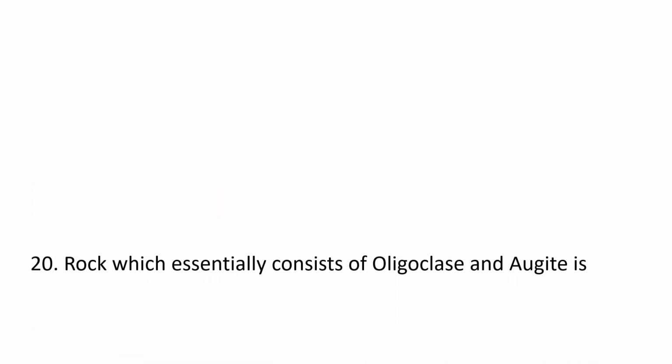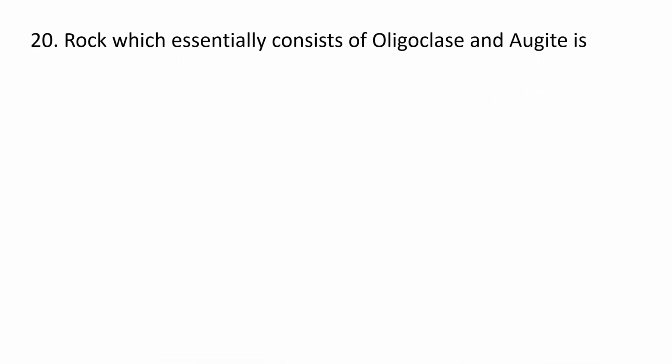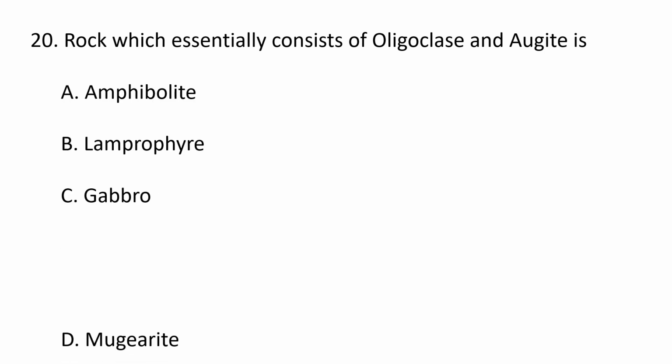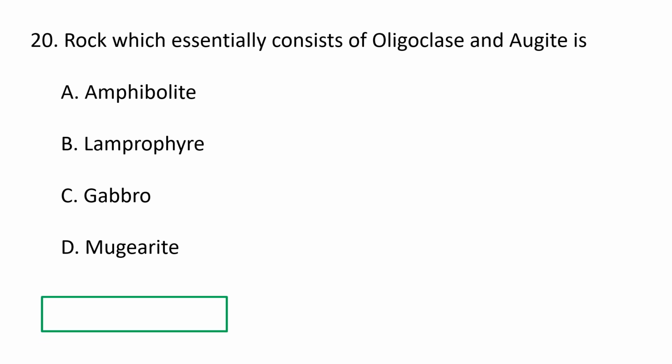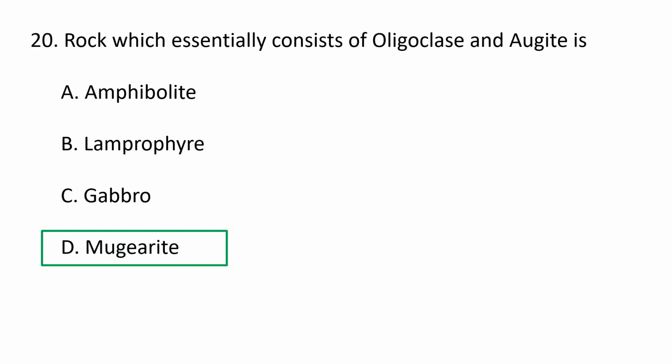Next question. Rock which essentially consists of oligoclase and augite is A. amphibolite, B. lamprophyre, C. gabbro, D. mugearite. Rock which essentially consists of oligoclase and augite is mugearite. Mugearite is a type of oligoclase bearing basalt comprising olivine, apatite and opaque oxides. So D. mugearite is the correct option.